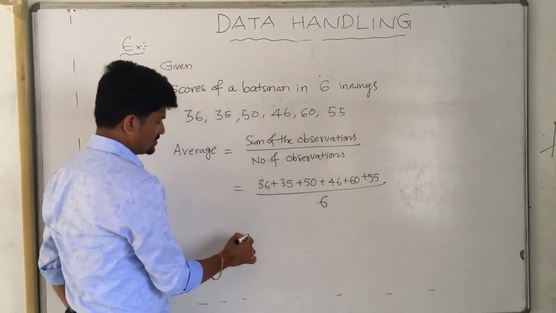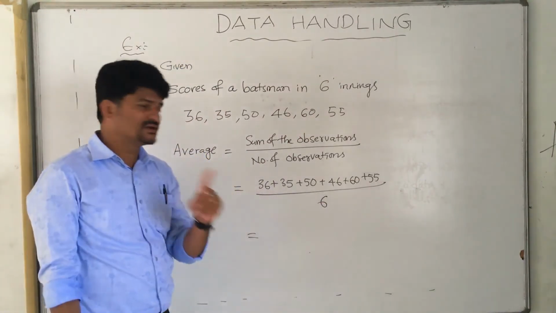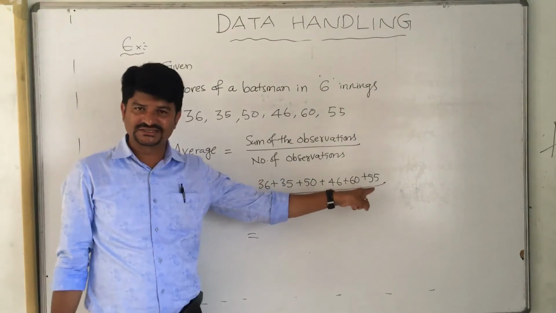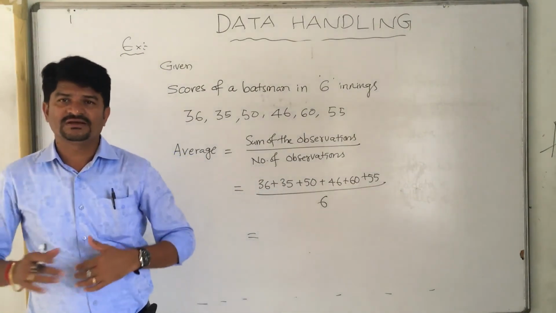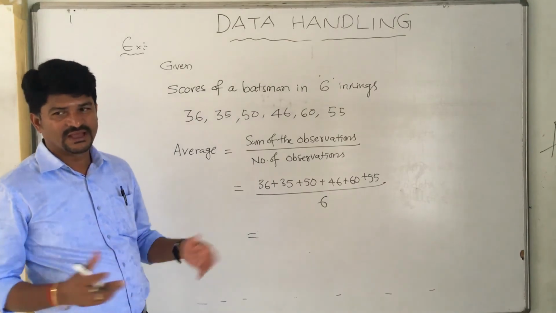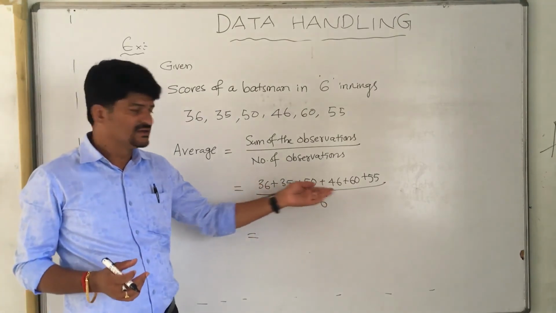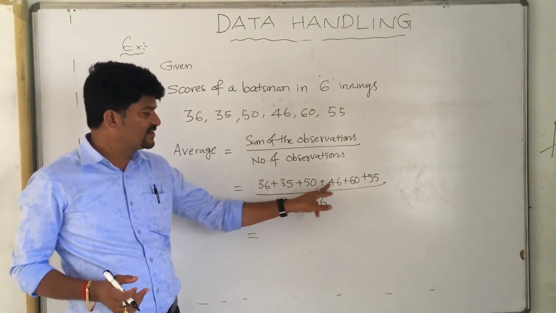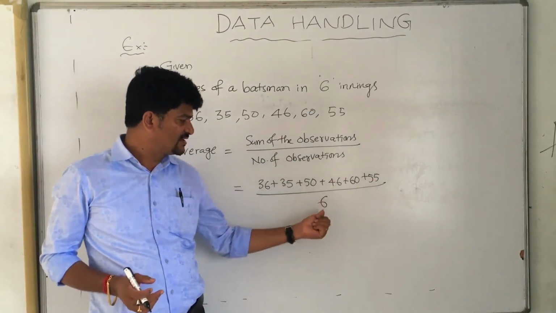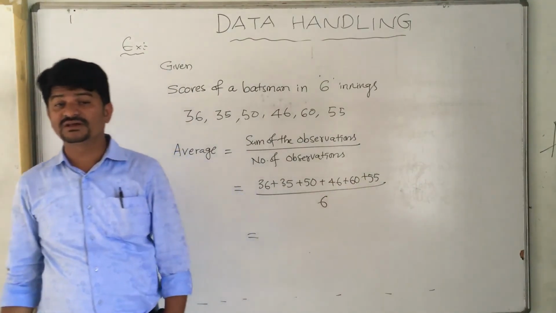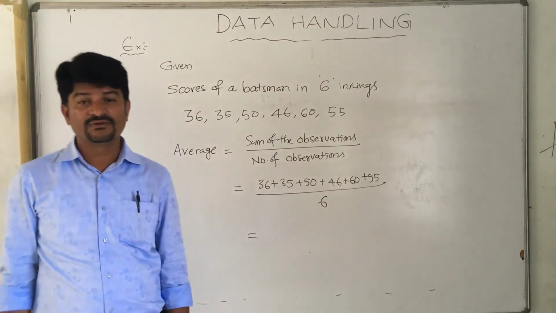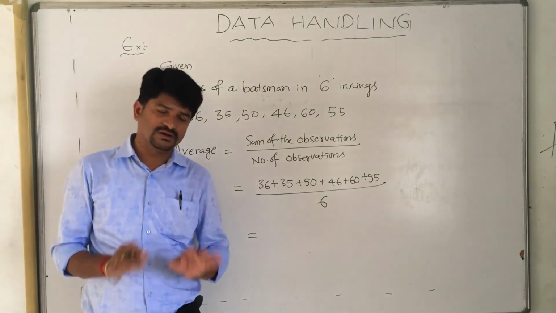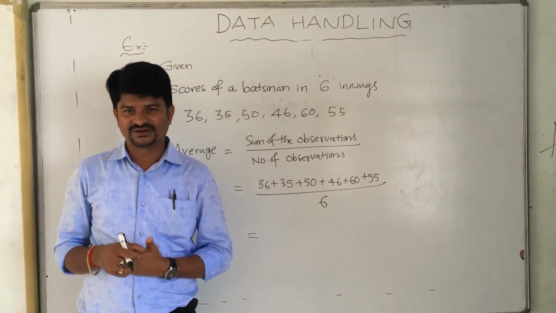6. Children, I'll give you 1 minute. Anybody can add this and your answer should be typed in the public chat. I think most of you know how to add it. 36, 35, 50, 46, 60 and 55, divided by 6. I'll see who will give the quickest response. Everybody can respond through public chat.